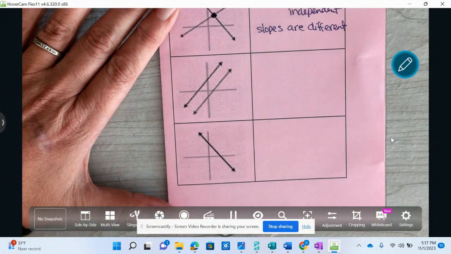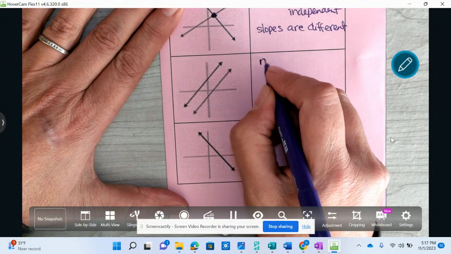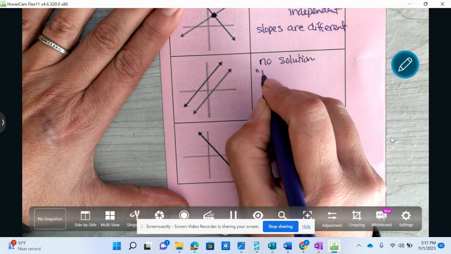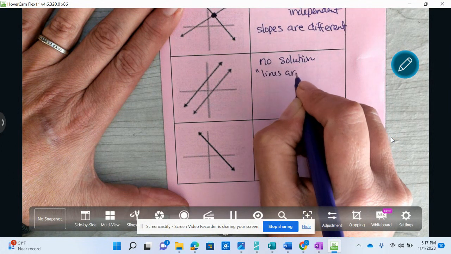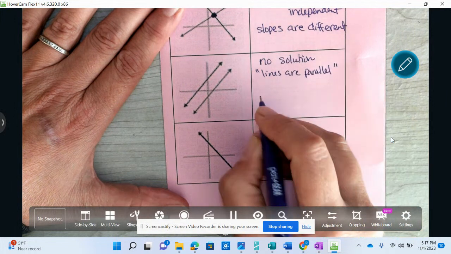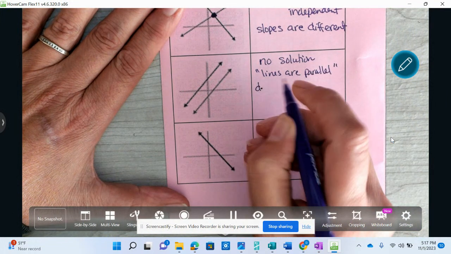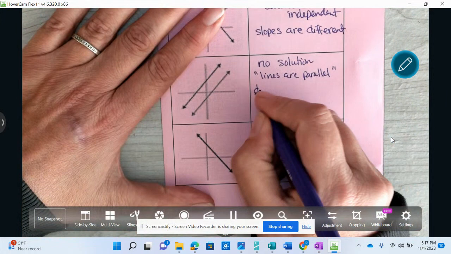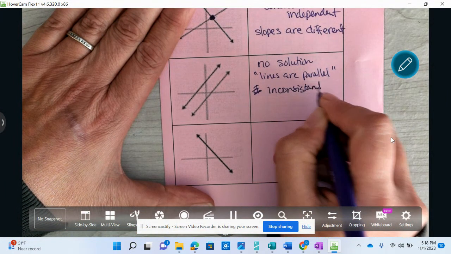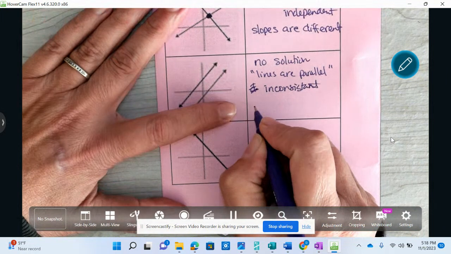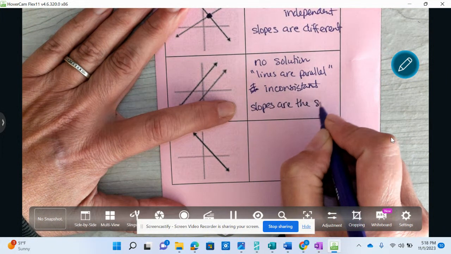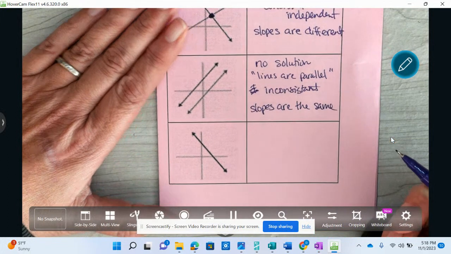Our next example, I have two parallel lines. This means that there is no solution because the lines are parallel. This is inconsistent. And notice that the slopes are the same. The slopes are the same.